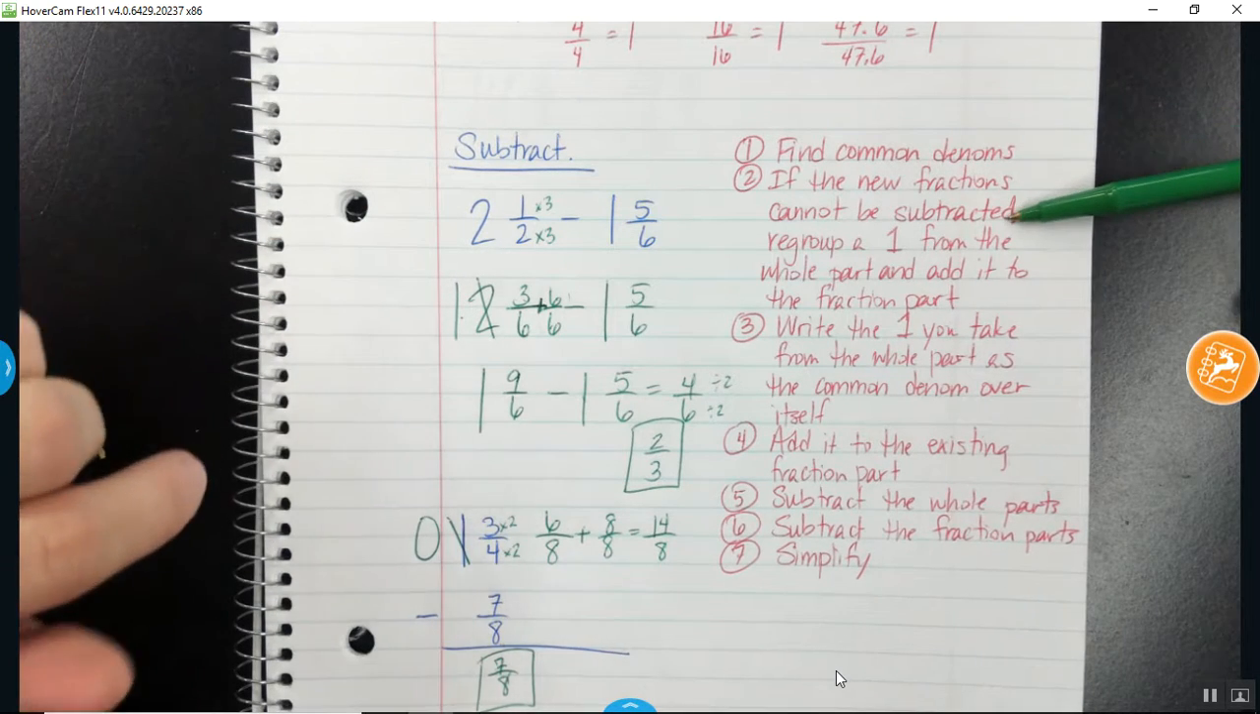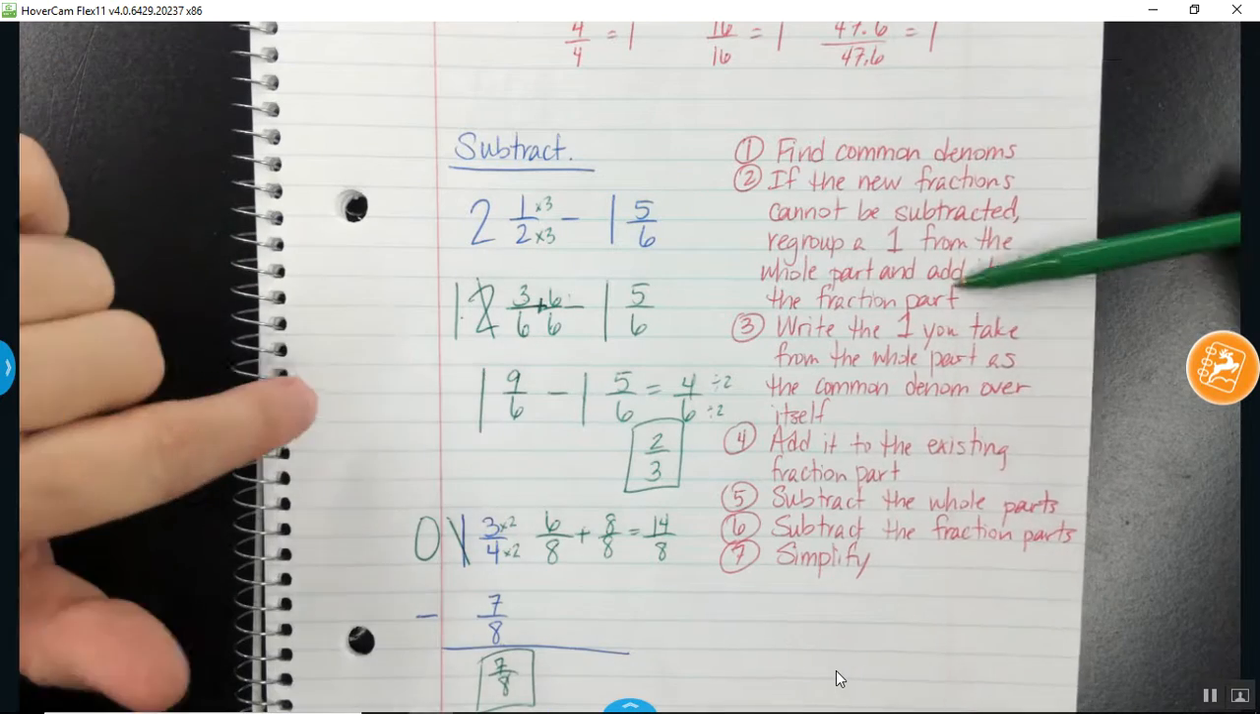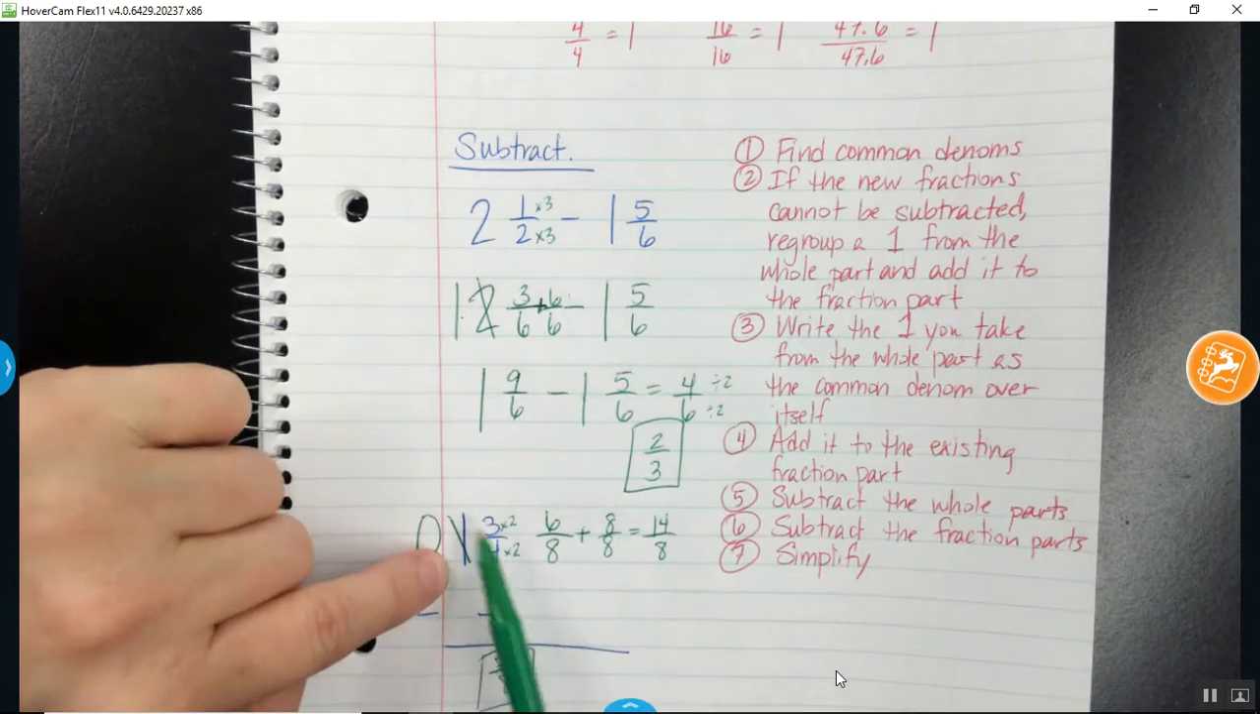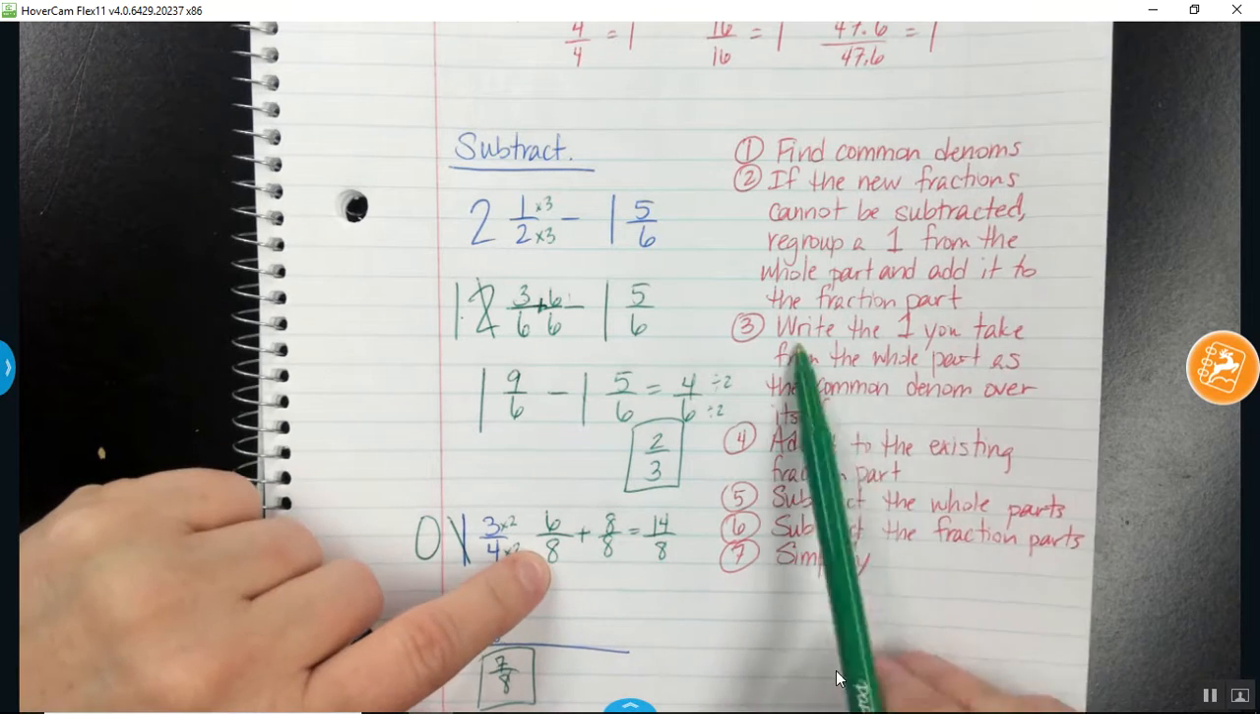If the new fraction cannot be subtracted, regroup a 1 from the whole part and add it to the fraction part. That's what we did. We took a 1, we regrouped it, and we added it. Okay, and then here's how you do that.